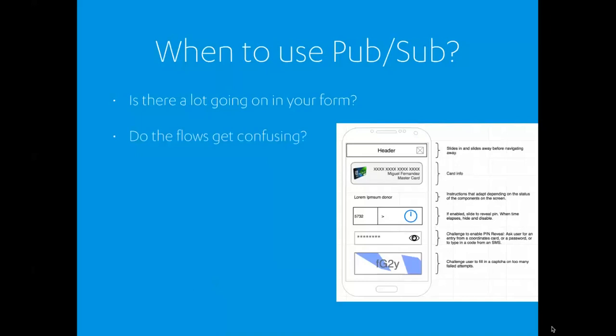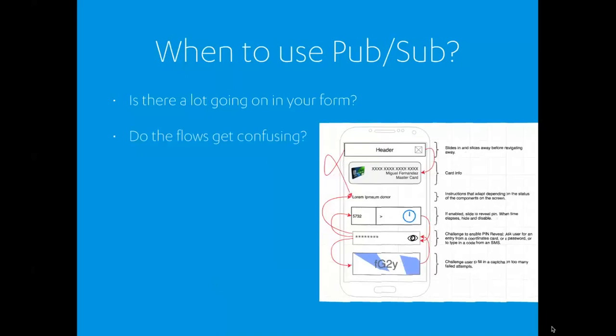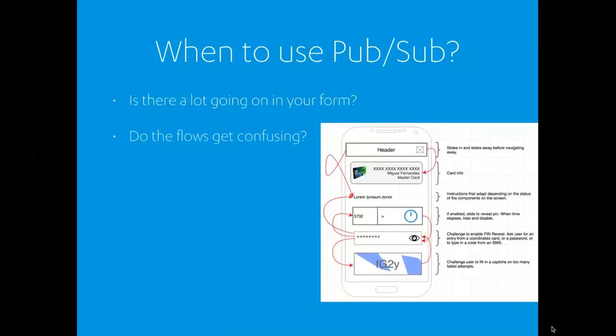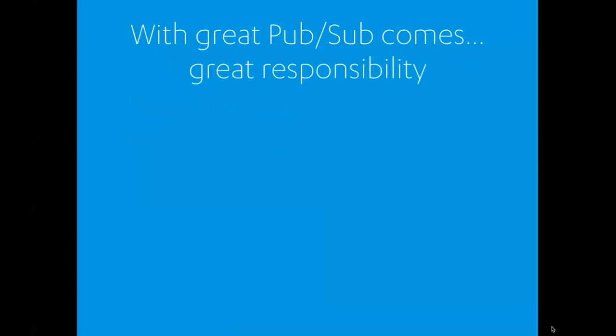So overall, the flows get very confusing. It may be a small screen, but you get tons of stuff flowing all over the place, and it's very hard to figure out what you actually need to invoke at any point in time. If this is the scenario you have, then Publisher Subscriber can solve this for you and keep your application clean, right? But there are risks that you need to take into consideration when using the Publisher Subscriber pattern.